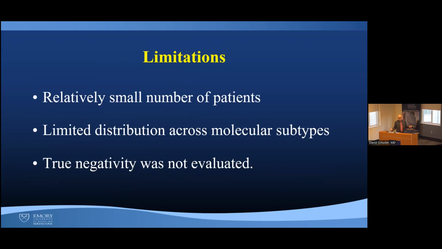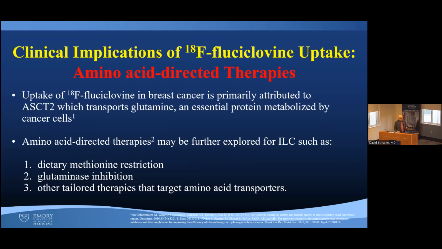Limitations: it's still an R21. So we had a relatively small number of patients, limited distribution across molecular subtypes, and true negativity was not evaluated. The study was not really set up to follow these patients over a long period of time, which would enable us to look at true negativity.